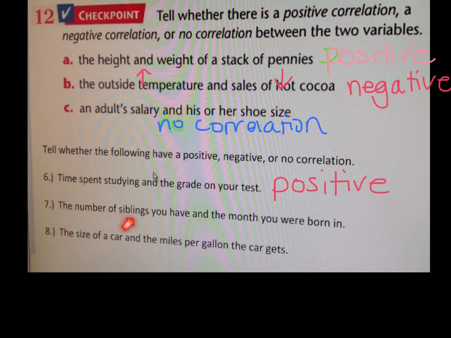Okay, this one, the number of siblings you have and the month you were born in. Okay, now think about that. Is there any relationship between how many siblings you have and what month you're born? No. So that's no correlation.